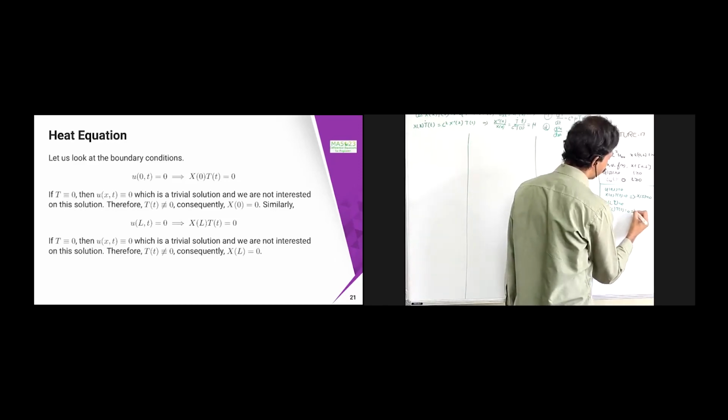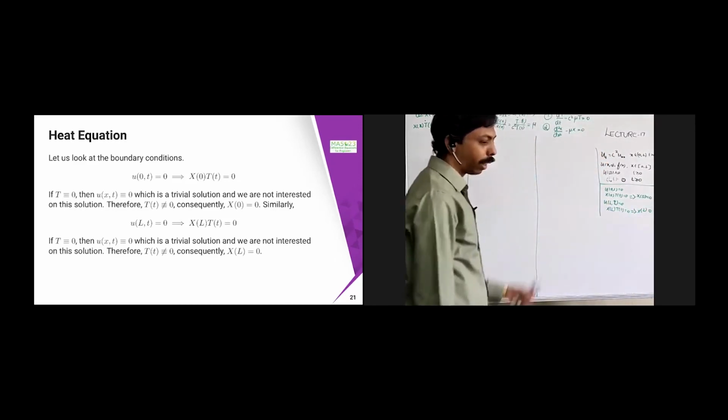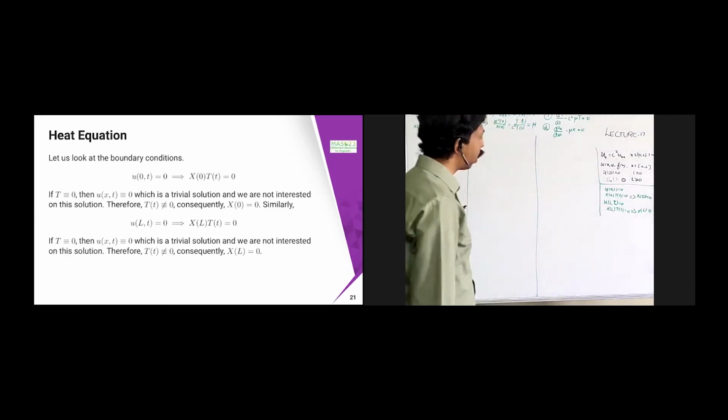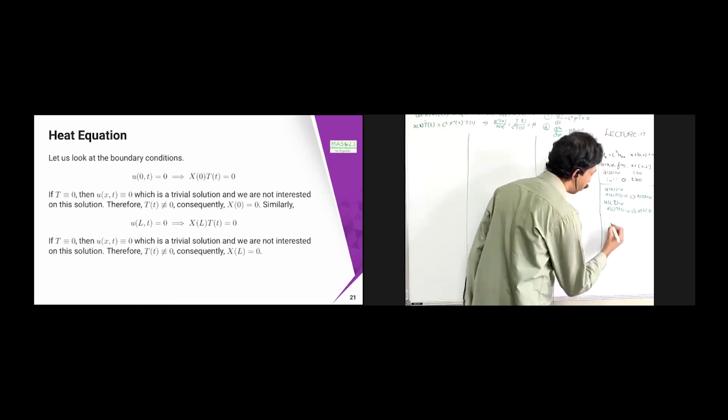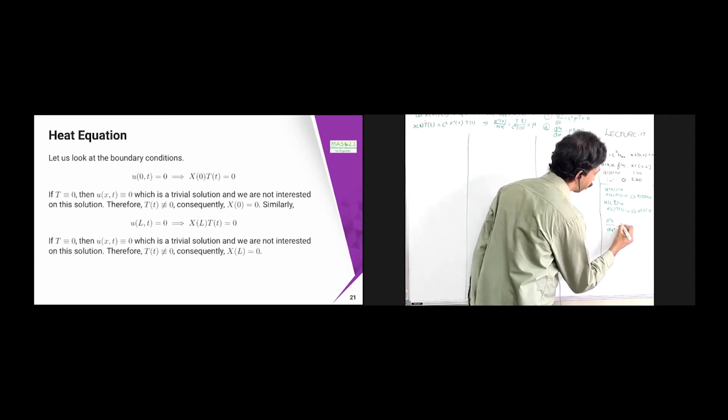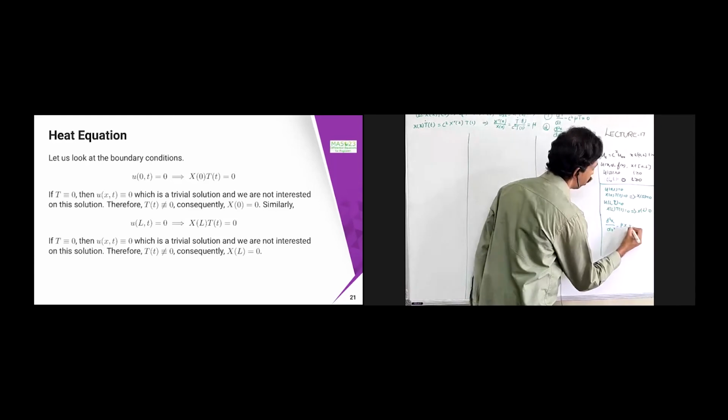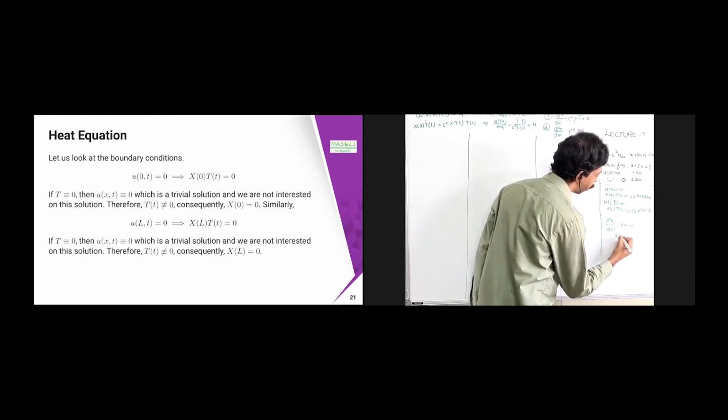Once again, what you are going to get is that x of L equal to 0 is going to come. Therefore, what you got is that you got a problem to solve. The problem is that you have to solve d square x by dx square minus nu x equal to 0, and then I have the boundary conditions for them. x of 0 equal to 0 is there, x of L equal to 0 is there. So this problem I am going to solve.